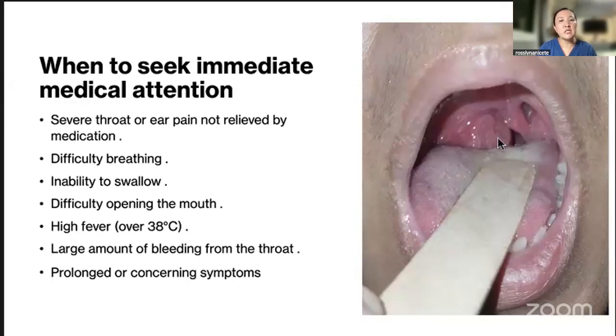So for this case, other than the tonsils being enlarged, you will notice that there is also swelling around the tonsil. So we call this a peritonsillar abscess or a quinsy. So the difference is this child may need an additional surgery to drain the pus surrounding the tonsil.